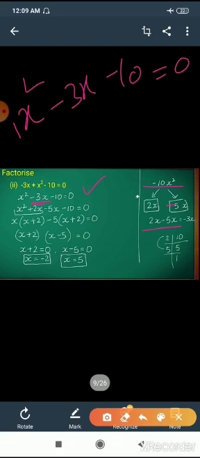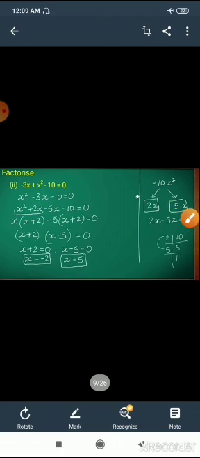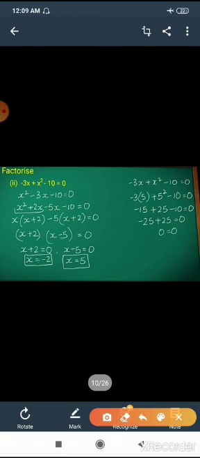Again grouping the terms. First two terms are one group and the next two terms another group. In the first two terms x is common and in the next two terms minus 5 is common. So finally you will get the answer as x is equal to minus 2 and x is equal to 5. If you substitute the solution you got in this equation, it will be satisfied. So this is how to solve by using the factorizing method.